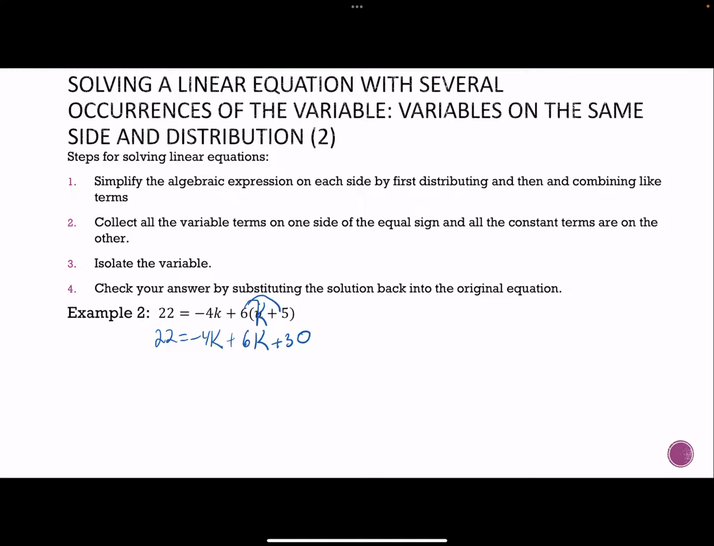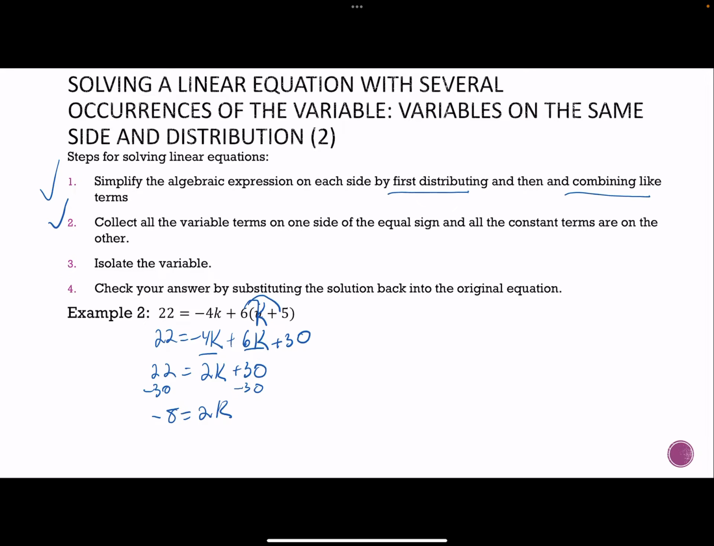Next, I'm going to combine like terms. So I have 22 is negative 4k plus 6k, that's 2k, plus 30. So I have distributed, I've combined like terms. Step 1, done. Step 2, I need to collect all the variable terms on one side of the equal sign and all the constant terms on the other. So I'm going to subtract 30 from both sides to move my constants to the left-hand side. 22 minus 30 is a negative 8, which equals 2k.